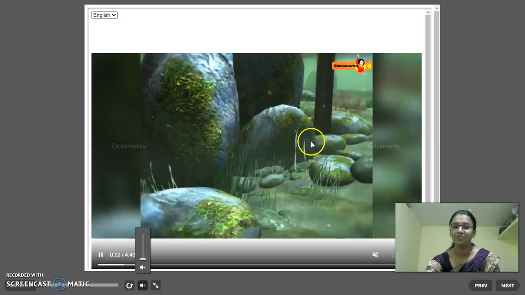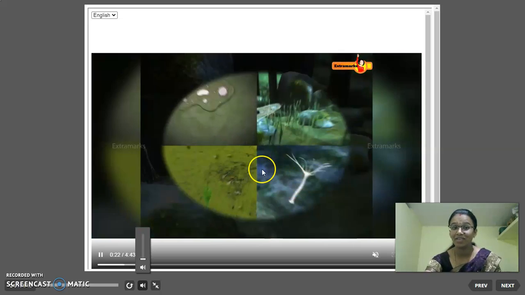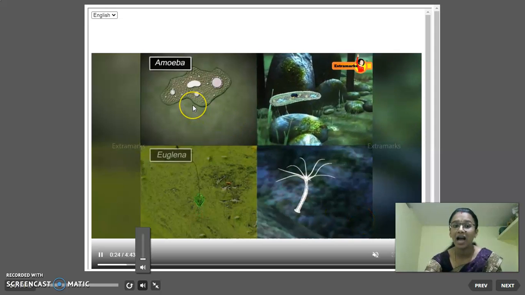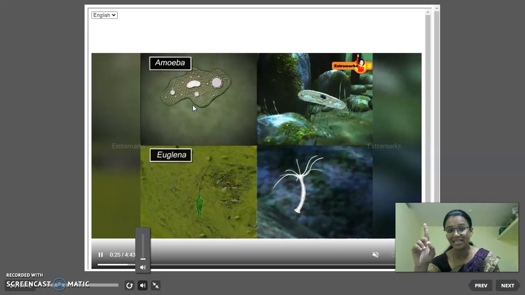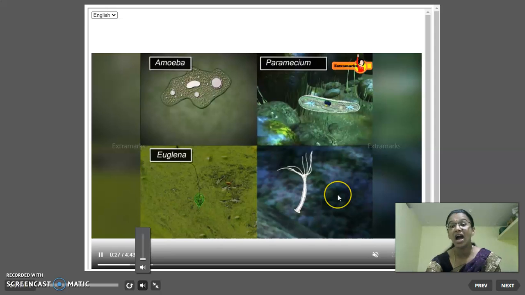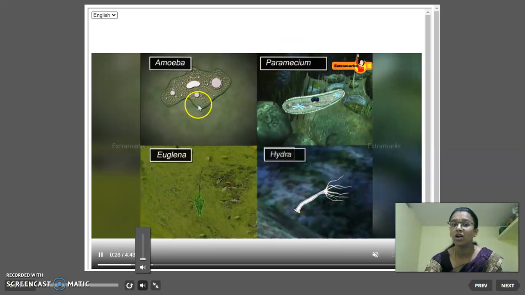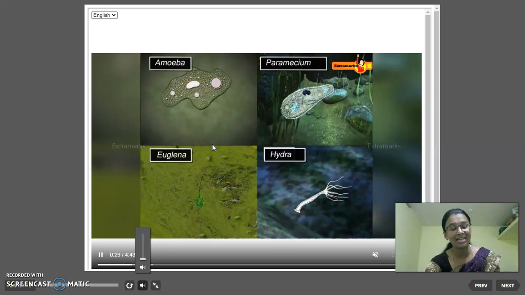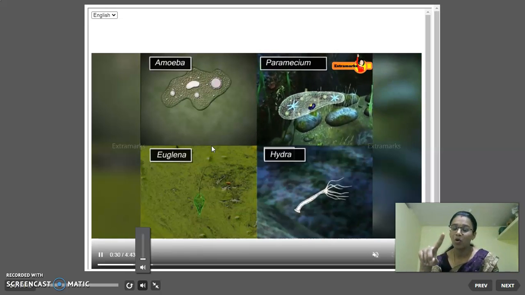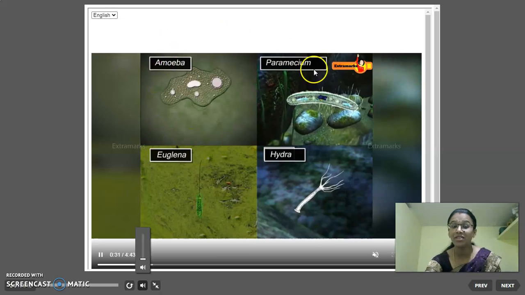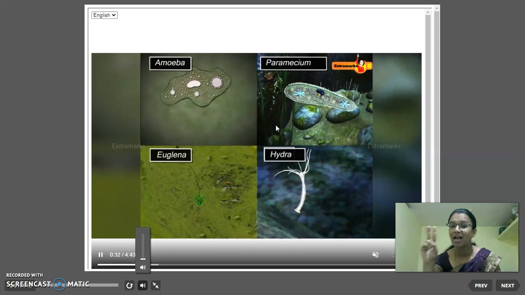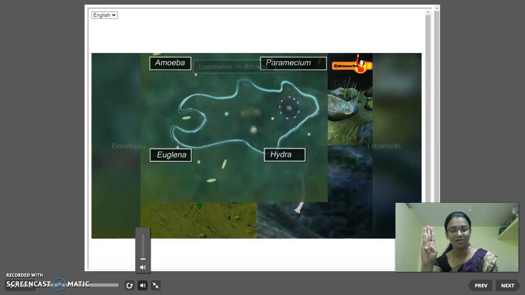Look at here, children. We have some microscopic organisms in water. So they are amoeba. I said you amoeba is a single-celled organism, and then euglena, paramecium, and then hydra. This all you will be studying in detail in our higher classes. Biology has two parts, right? One is botany and then zoology. So amoeba, euglena, paramecium, and then hydra.